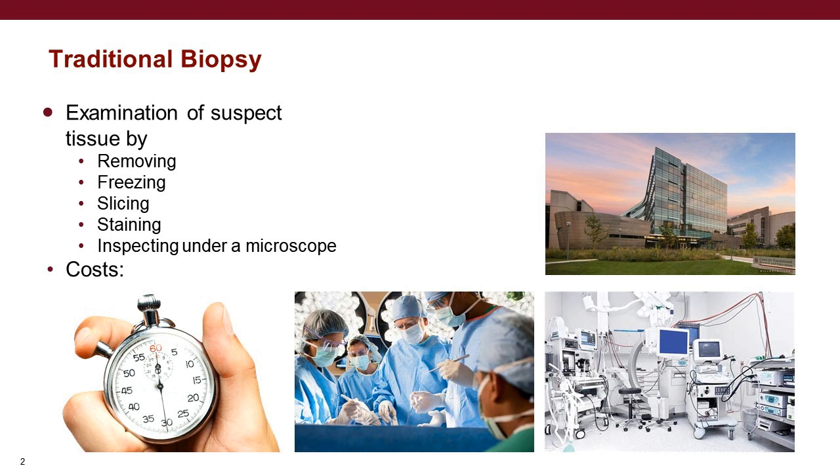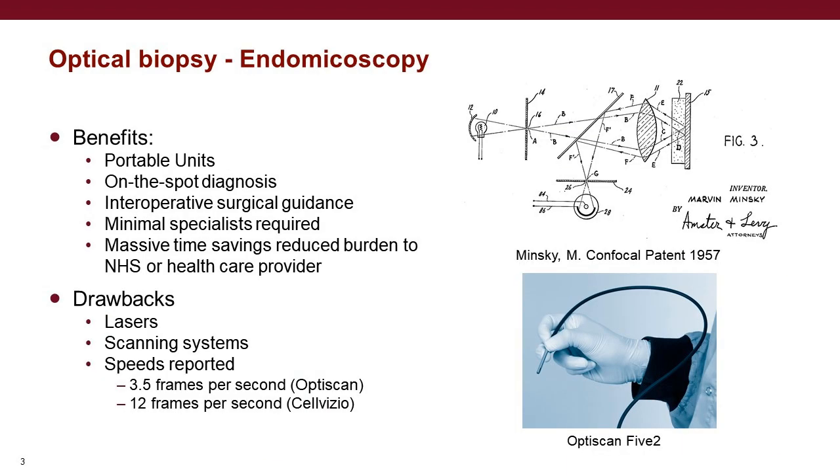So endomicroscopy is really meant to be that bedside system. Major benefits are systems can be made portable. It can give you an on-the-spot diagnosis, going straight from diagnosis and treatment in the same setting. It can be useful for interoperative surgical guidance, and this is with any organ that's accessible, like skin or mouth. Or hollow, like the GI tract, esophagus, lungs, or surgically accessible, like keyhole heart surgery and stuff like that.